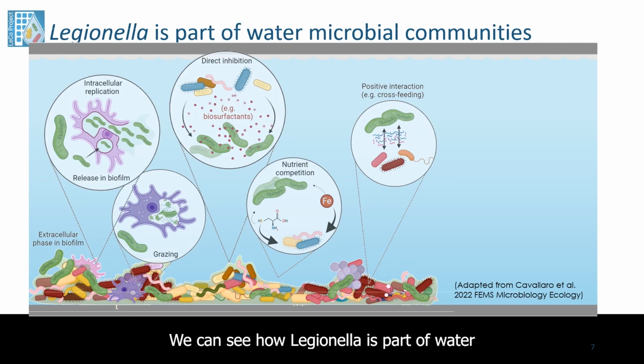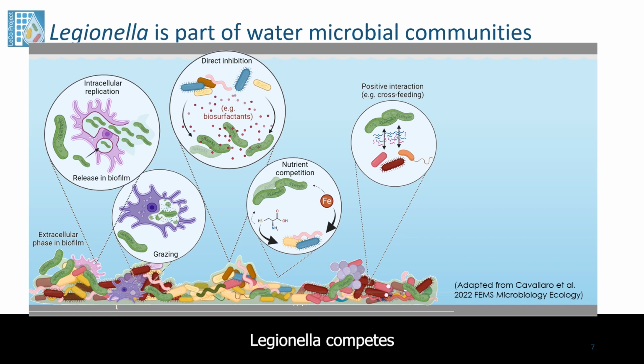We can see how Legionella is part of water microbial communities, and they engage in all sorts of interactions with other microorganisms. As said, they can replicate intracellularly in protists, but these protists can also sometimes graze on Legionella, and so they can degrade them. There are other bacteria in the biofilm that have direct inhibition mechanisms, for example, the use of biosurfactants that can kill Legionella, and obviously because they live in the same ecological niches, Legionella compete with other microorganisms for nutrients. There are also examples of positive interactions, so bacteria, for example, cross-feed amino acids so that both can survive.